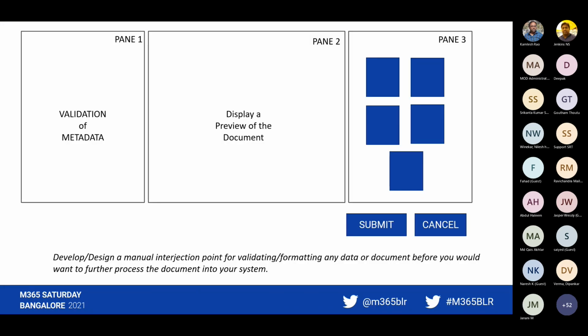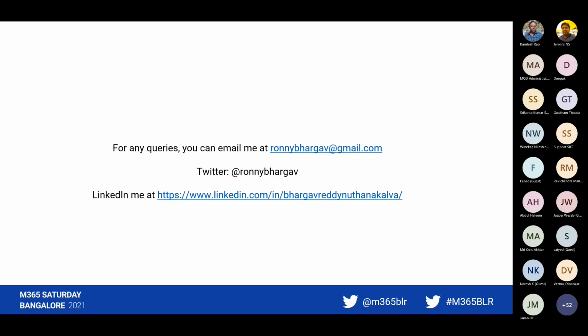A quick look before that at the performance benchmarks. I think I've already exceeded the time. Just give me 1 minute and I should be done. The manual interjection can be achieved in the following way, where you can create a Power Apps form for your manual validation of the metadata, display of the document, and also the document manipulation panes. If anybody needs any inputs on this, you can write an email to me. I'll share the slides, and for any questions, you can reach out to me.